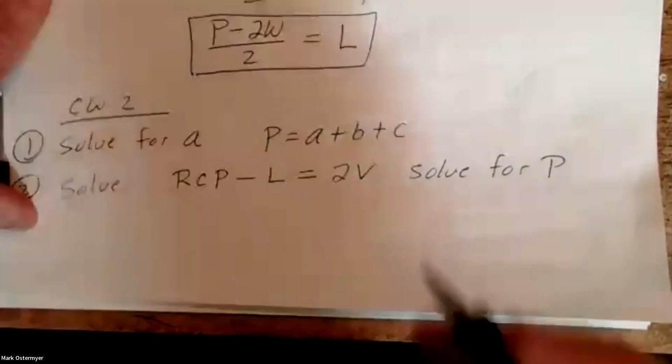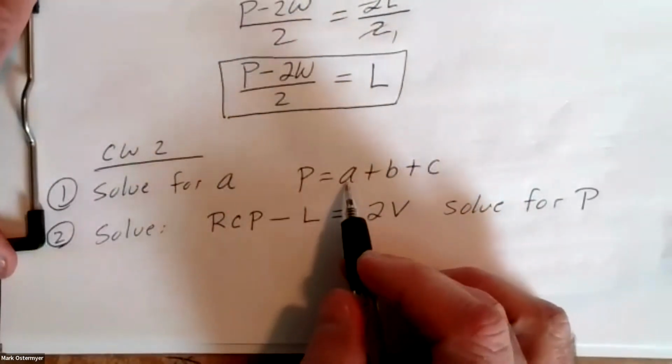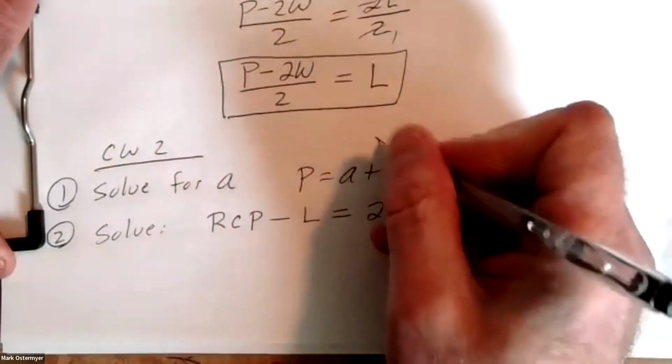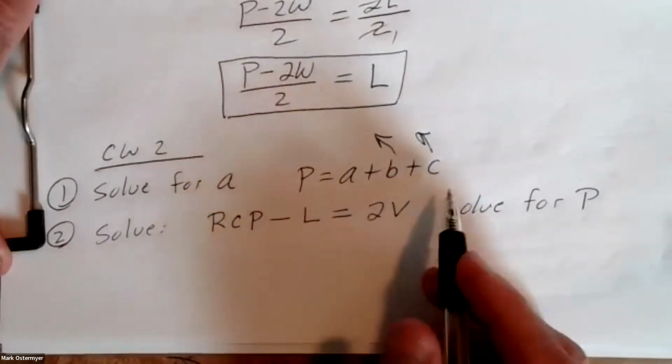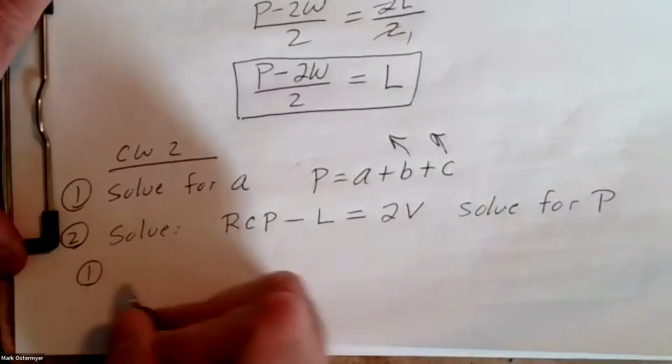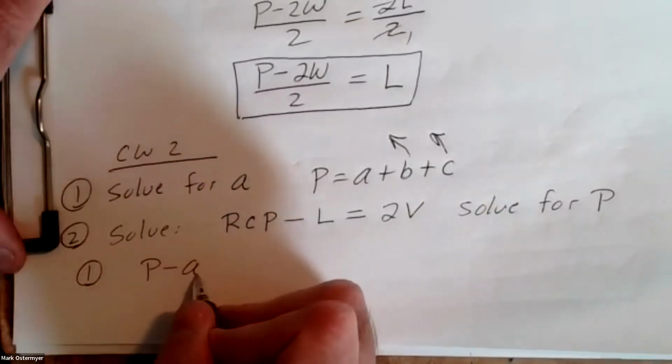All right, going to solve this first one for A, which means we have to get A all by itself, which means we have to move the B and the C over to the left. And the way you move positives to the other side of the equation is you subtract.